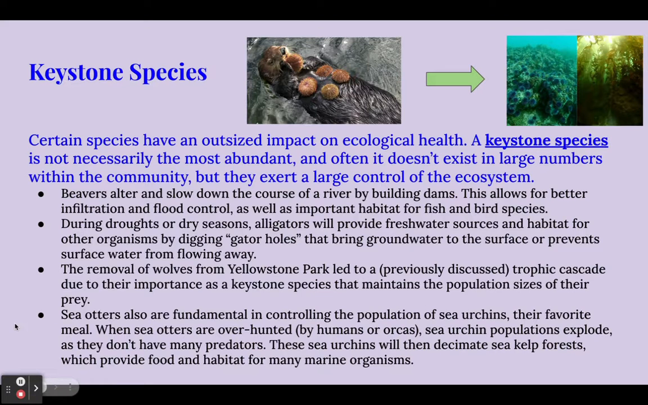All right, so a keystone species, I already kind of talked about this. This is a certain species that basically has an outsized impact on ecological health. So they hold a more important role and have a bigger impact on an ecosystem than other species in that exact same ecosystem do. So it's not necessarily going to be the most abundant creature. Usually it's actually not in the largest numbers. It's not the biggest population, but they exert a very large control on the ecosystem.